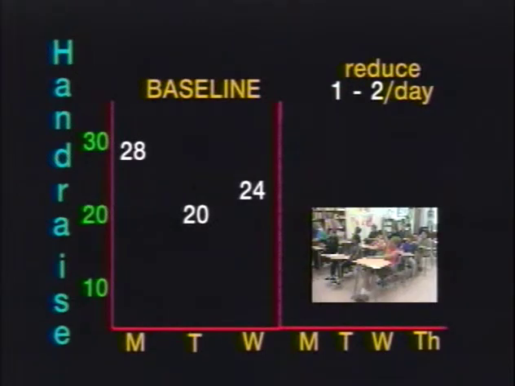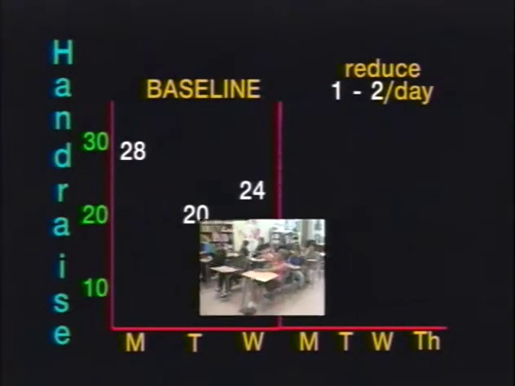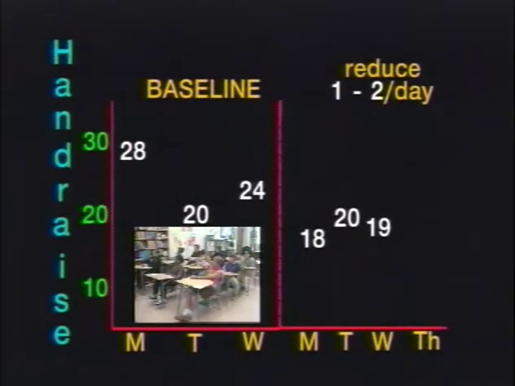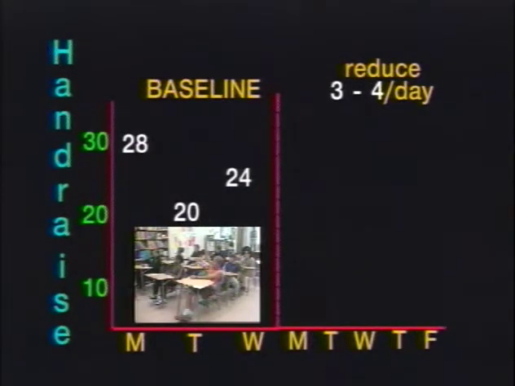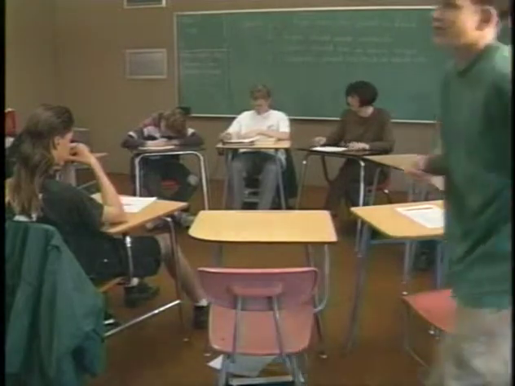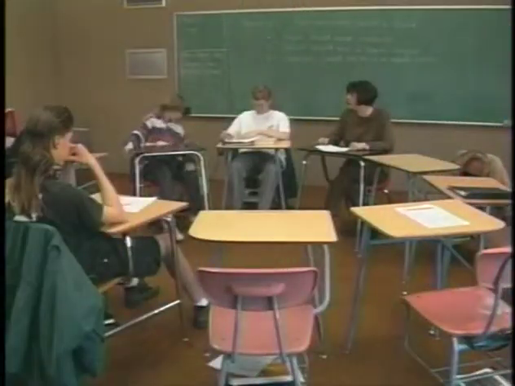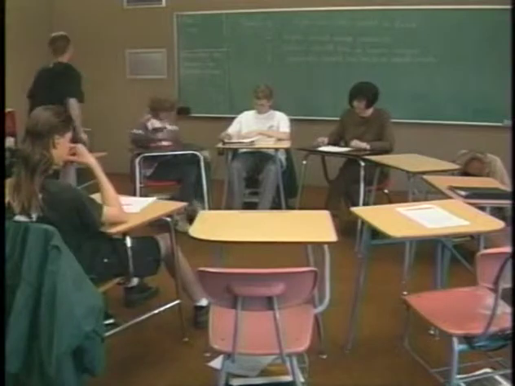So begin reducing Andy's hand raises by 1 or 2 per day. Then decrease the number again by 1 or 2. Continue to gradually decrease the number of hand raises per day till the student is performing the behavior at an acceptable level. Let's watch this high school instructor use DRL to decrease problematic behavior.